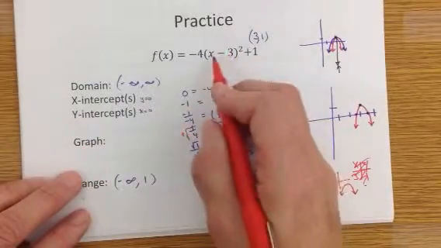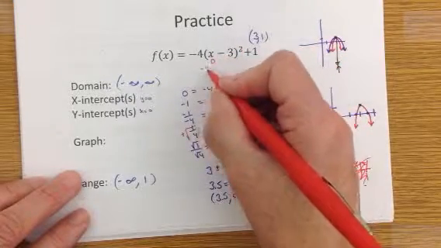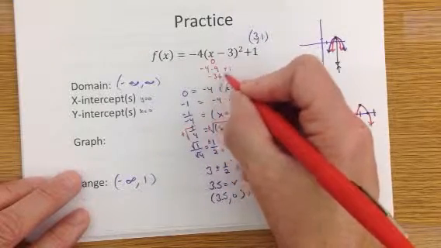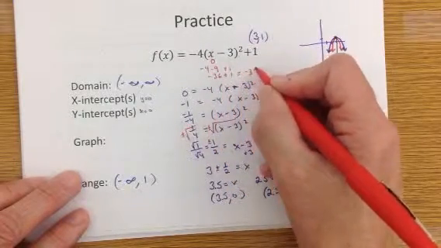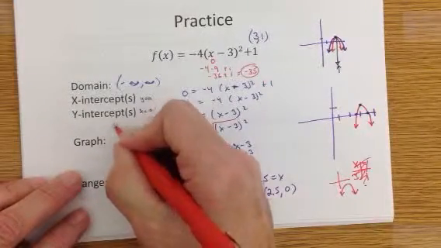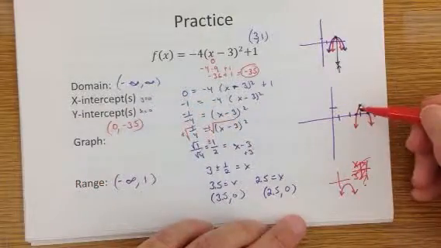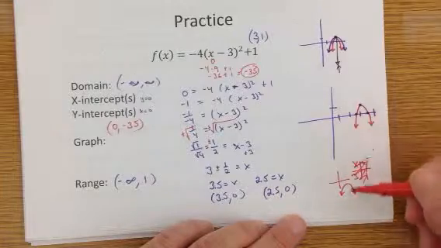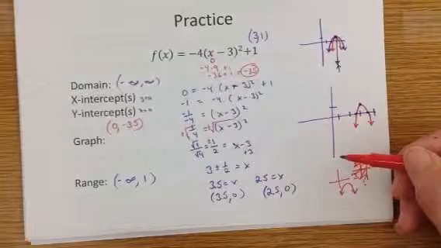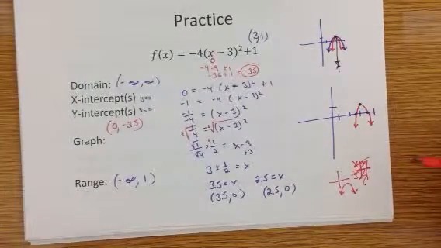So if I plug 0 in here, negative 3 squared is 9. So negative 4 times 9 plus 1, so that gives me negative 36 plus 1 equals negative 35. So my y-intercept is going to be (0, negative 35). So let's go back to our graph. Well, that kind of makes sense because do you see how slowly this is going down? So it's going to take a long time for that to reach that y-axis way down here. And that's it, because we did flip it upside down.